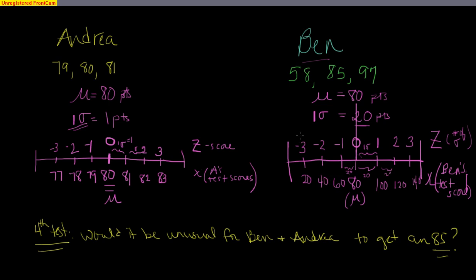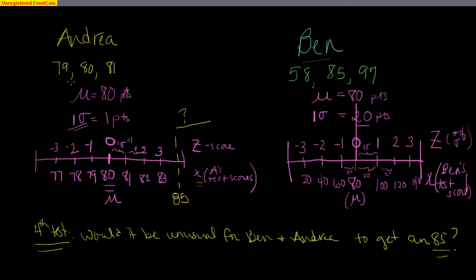So let's start over here with Andrea. Well, first of all, her test scores are down here. Okay, so just looking at it, here's an 80, 81, 82, 83. I know 85 must be somewhere around here. I'm going to say an 85 is about here. And my question is, what is this number of standard deviations above the mean? How many standard deviations is that above the mean?